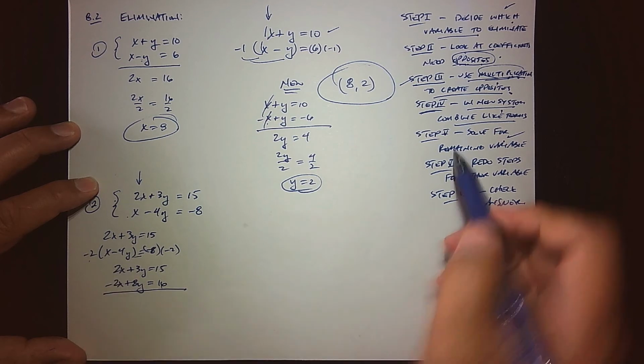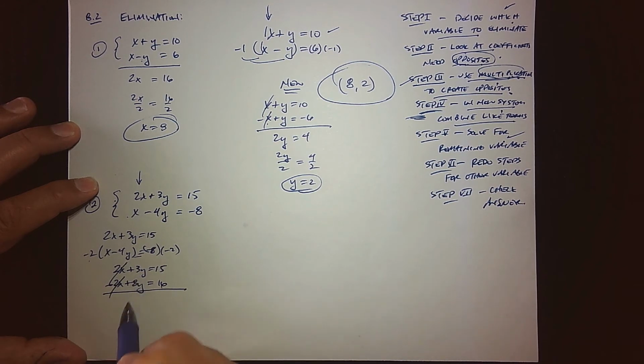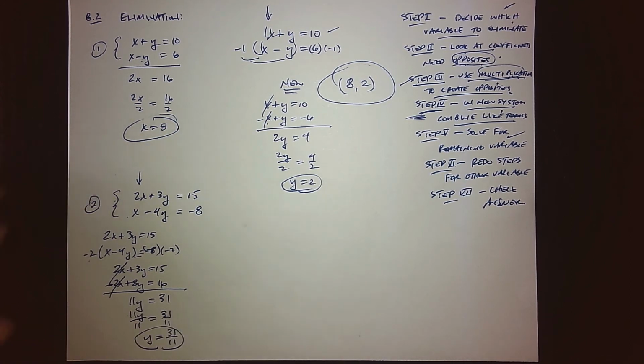So if I combine, we're basically at step 4 here. If I combine all my like terms, the x terms are eliminated. 3y and 8y is 11y, and 15 and 16 is 31. We'll solve this by taking both sides and dividing by 11, and we get y equals 31 over 11, which is what we found with the substitution technique. So that is pretty slick.